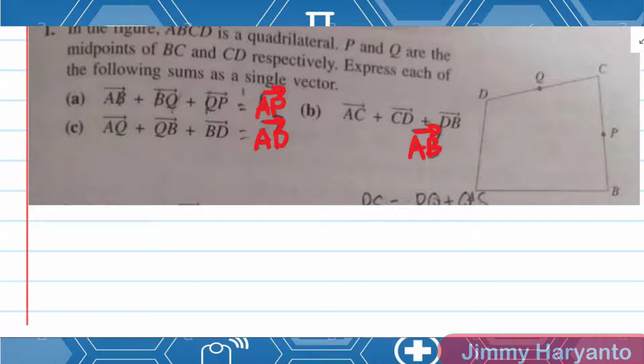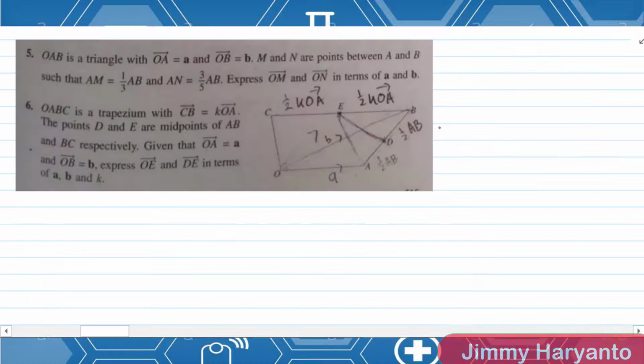So AB plus BQ, we can cross out the B, and then Q plus QP, we can cross out the Q also. Therefore, the answer will be AP. It's very easy. Next is AQ. We can cross out the Q, B, and B. The answer will be AD, and then this one also AB. It's very easy. Next is number 5.